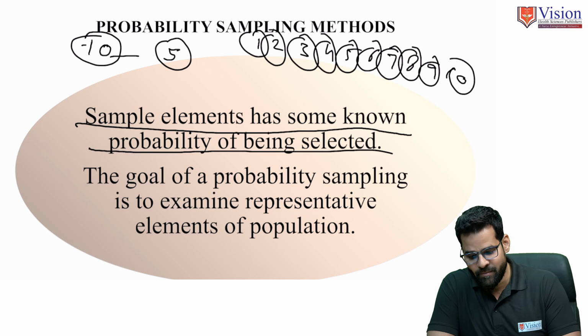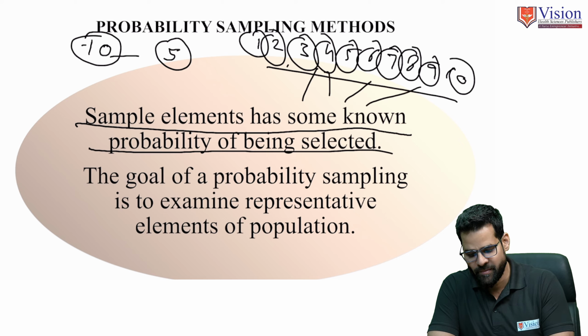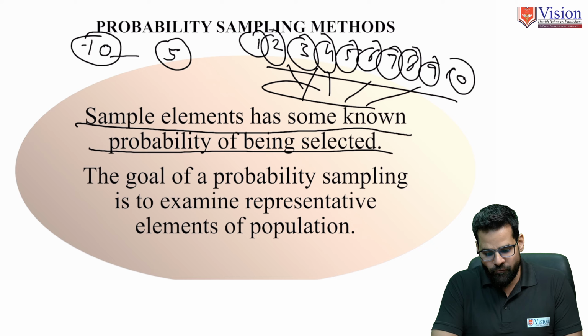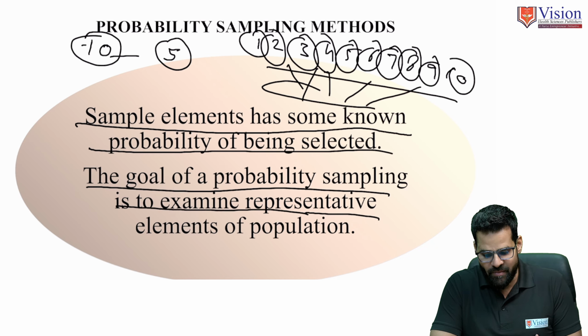Now suppose I'll take randomly. So who will come? I'll write the names on chits and I'll just take 5 chits. Randomly I can just take 5 chits. So the 5 people will be selected. So the goal of probability sampling is to examine the representative elements of the population.